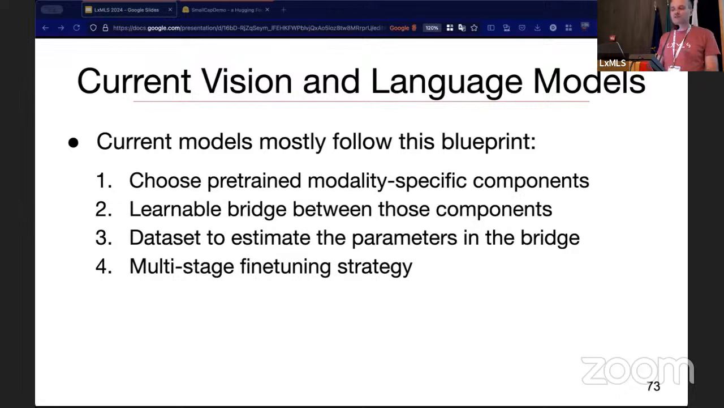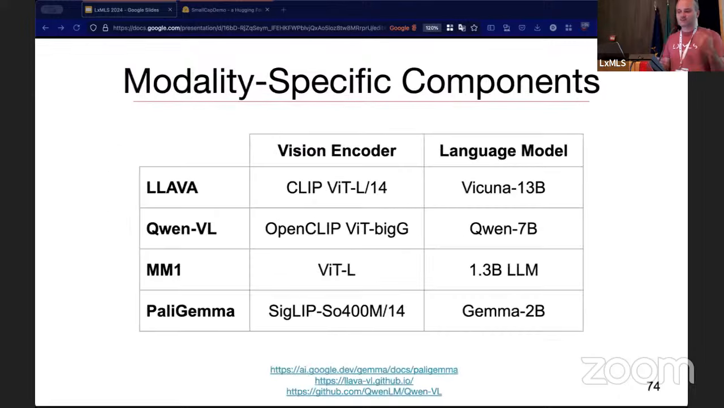Most of these models follow a similar blueprint, which is you will choose pre-trained modality-specific components, and then you will define a learnable bridge between them. You will find a data set somewhere to help you estimate the parameters in this bridge, and you will also have to adopt a multi-stage fine-tuning and training strategy. So what does this look like? I've taken 4 representative models here. I know there are more, and I might not have included your favorite model, but that's okay. So we've got LLaVA, Qwen-VL, the MM1 model, and PaliGemma.